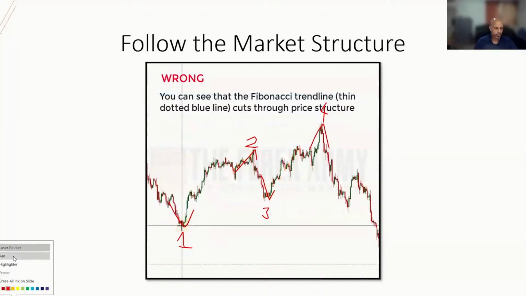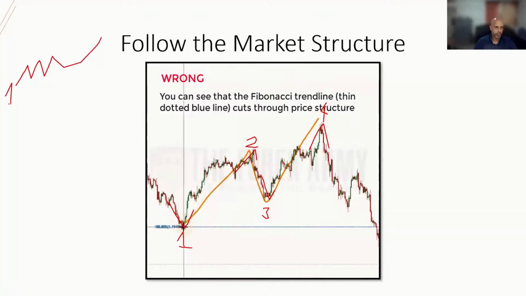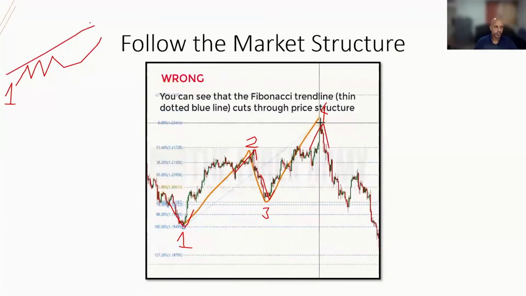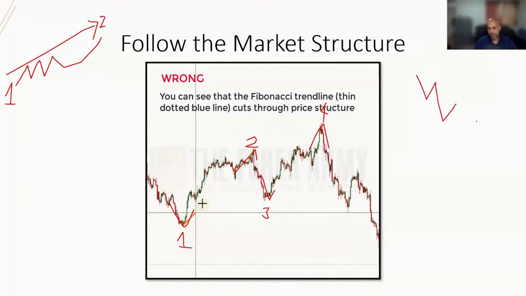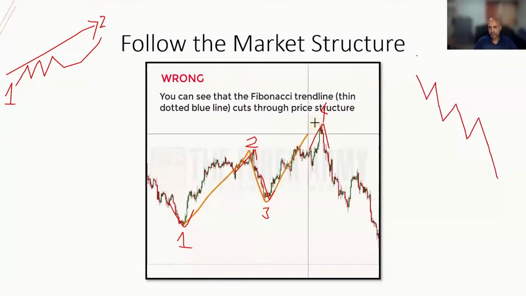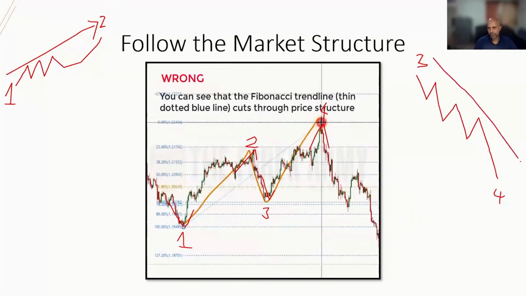We always go from left to right. So if it's an uptrend, if market structure is going up, we always go from point 1 on the bottom left to point 2 on the top right. Similarly, when we have a market structure that's showing a strong downturn, we're going to go from point 3 to point 4. That means we're going to go from top left to bottom right.